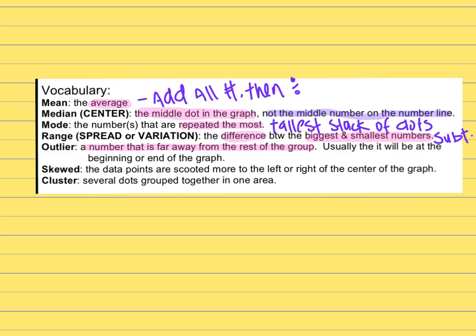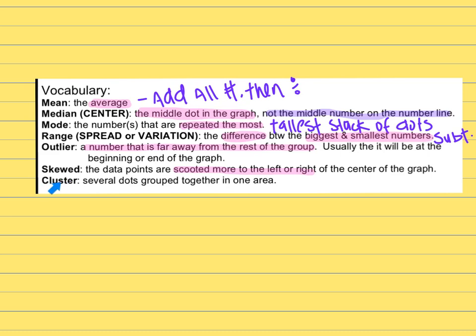Then the next word also is new to my class, skewed. Skewed means that a lot of dots are either skewed really far to the left or to the right, instead of just being spread out evenly or in the center. So skewed means it's really far one way or another. Scooted more to the left or right.